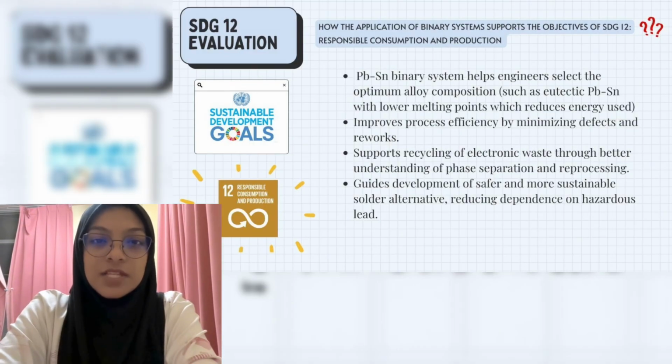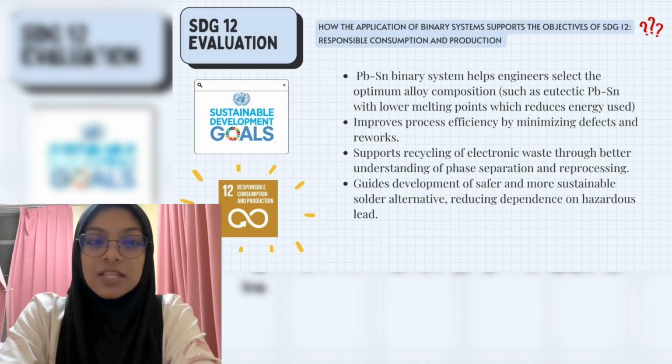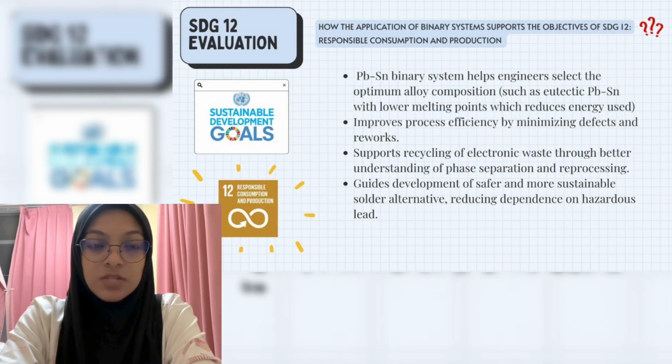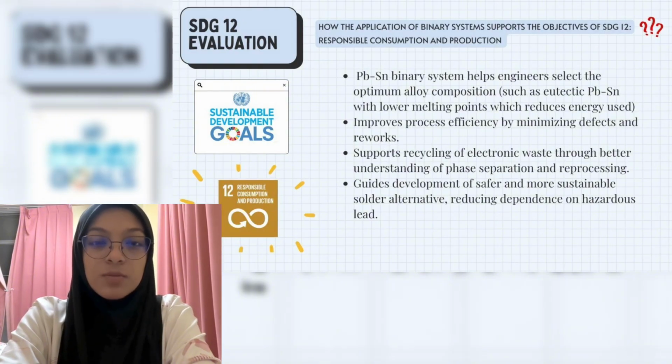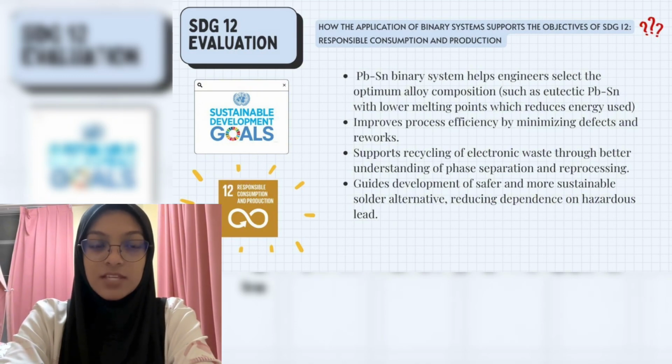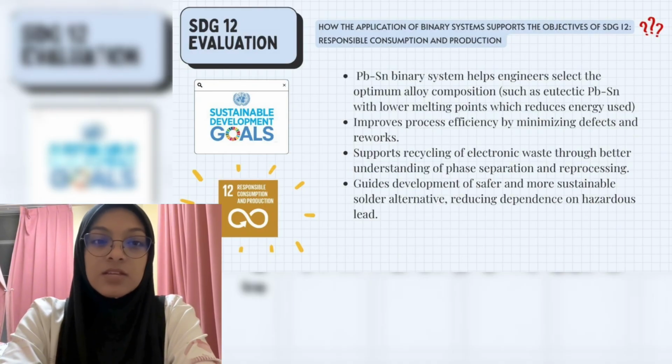Firstly, the lead-tin phase diagram helps engineers select the optimum alloy composition, such as the eutectic composition, 63% tin, 37% lead, that melts at a lower temperature. This reduces energy consumption during manufacturing, supporting responsible production. Secondly, proper use of the binary system minimizes material waste. By knowing solidification behavior and phase stability, manufacturers can avoid defects like incomplete melting or brittle joints, reducing rejected products and rework.